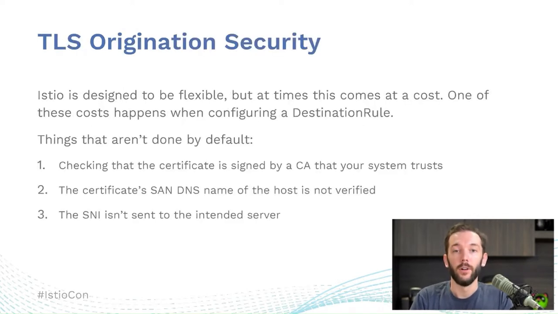So let's talk about TLS origination security. Istio is designed to be as flexible as possible, but this does come at some costs. One of these costs has to do with configuring a destination rule. There are three main things about this.